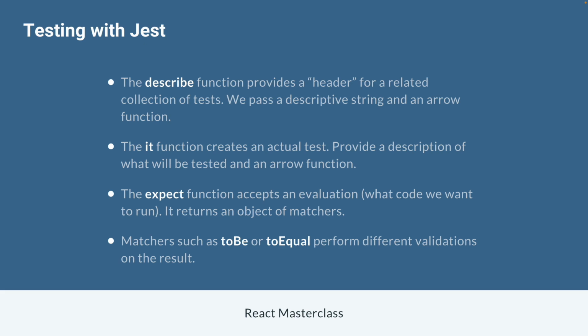So within a Jest file, which is just a regular JavaScript file with a .test.js or a .spec.js extension, we have access to a whole bunch of global functions. We begin with the describe function, which allows us to provide a header, or another way I can describe it is a chapter title for a related collection of tests. So describe is completely optional, but it allows us to organize our tests or provide additional context on what we're testing. So we pass describe a descriptive string and then an arrow function in which we nest the tests.